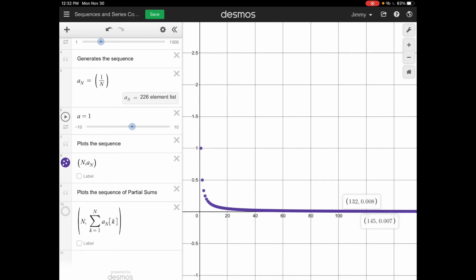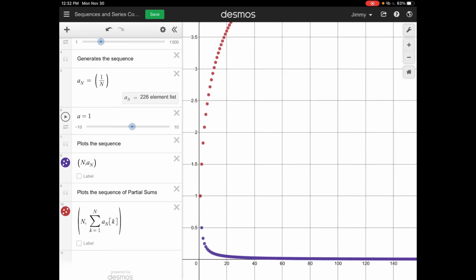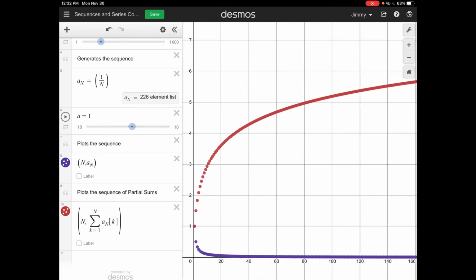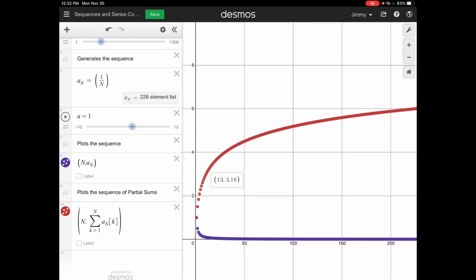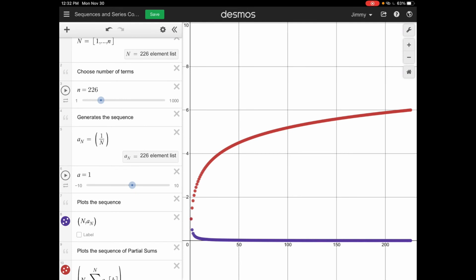So I'm going to plot now the sequence of partial sums. Now we look here, and it starts plotting it in red, and it's starting to go off my graph. Let me zoom out and see if it's narrowing in. So I zoom out, and I look, and it continues to get larger and larger and larger. It's not flattening out. It's starting to flatten a little bit, but it's continuing to get bigger and bigger, even as I start to increase the number of terms.